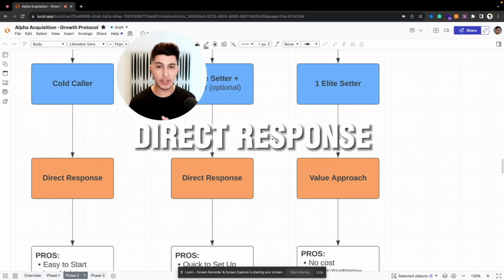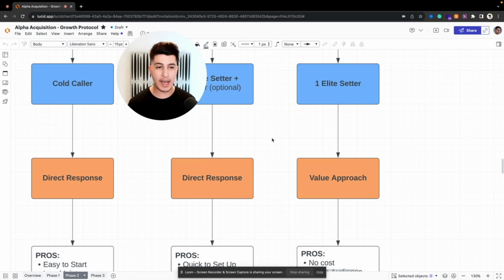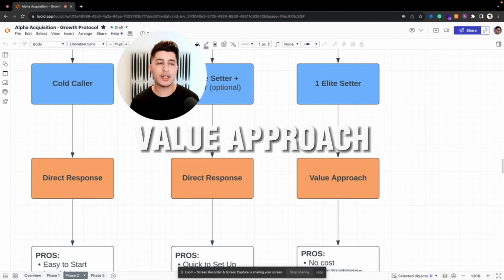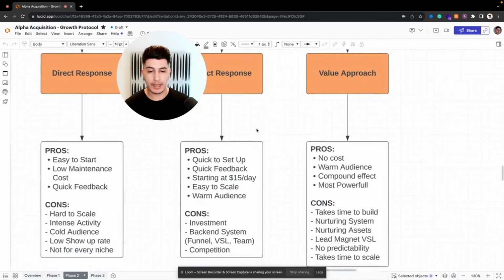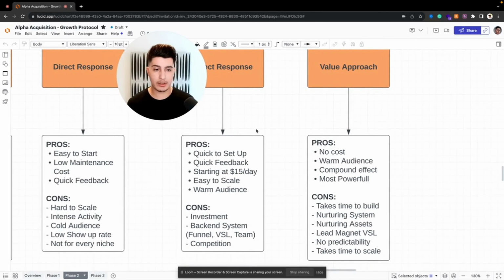Of course, when it comes to the approach, there are different approaches. Direct response is usually what works the best with ads. And of course, value approach is always what works 100% the best when it comes to organic. Now, there are also pros and cons for both of these systems or approaches.